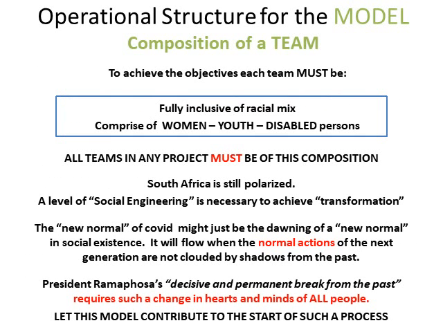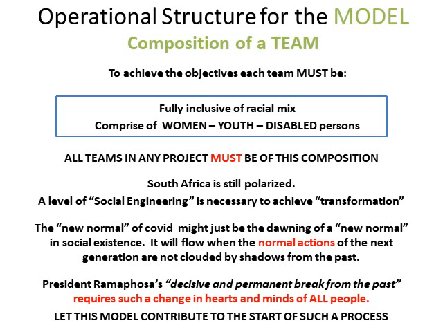You will see from part 1 that the whole project is based upon teams and teamwork. So let's take a look at the composition of a typical team. To achieve the objectives stated by the recovery plan in terms of inclusiveness and transformation, every team must match that composition. All teams in the project must be of that composition.